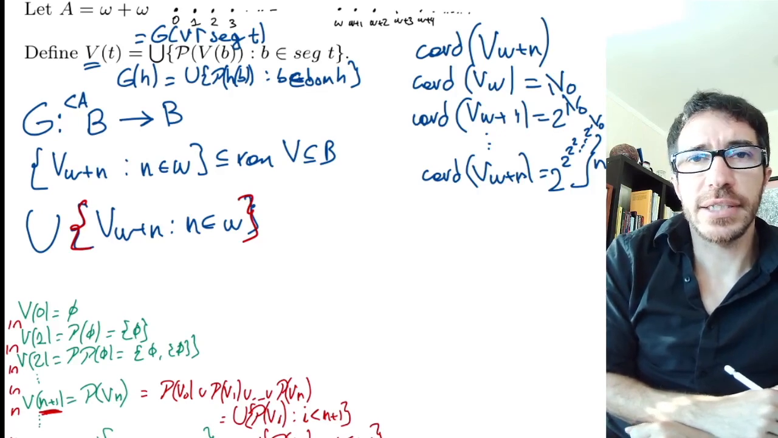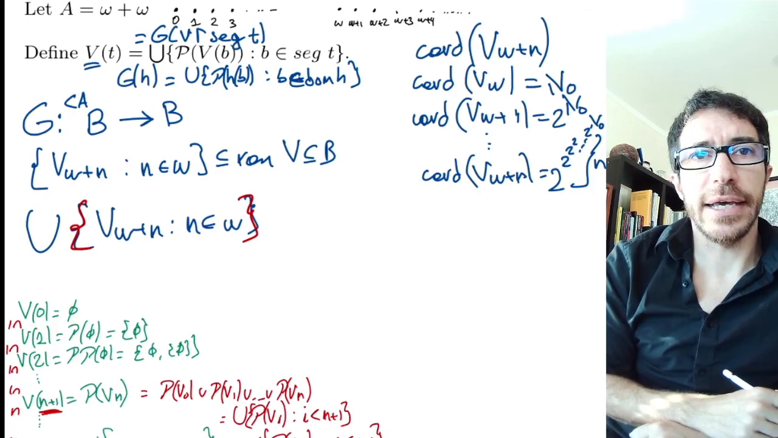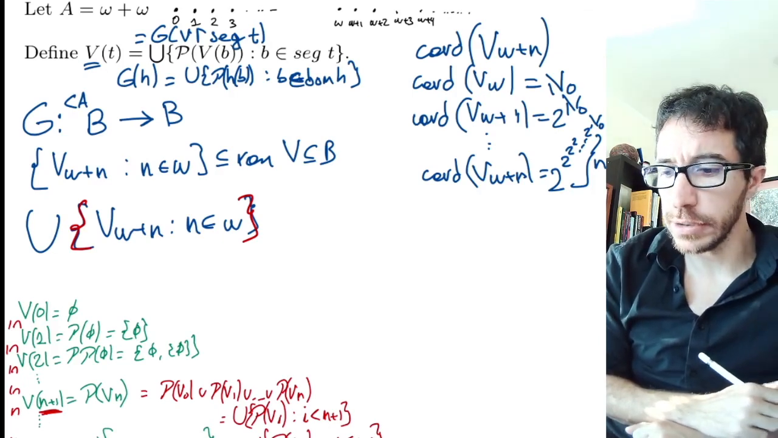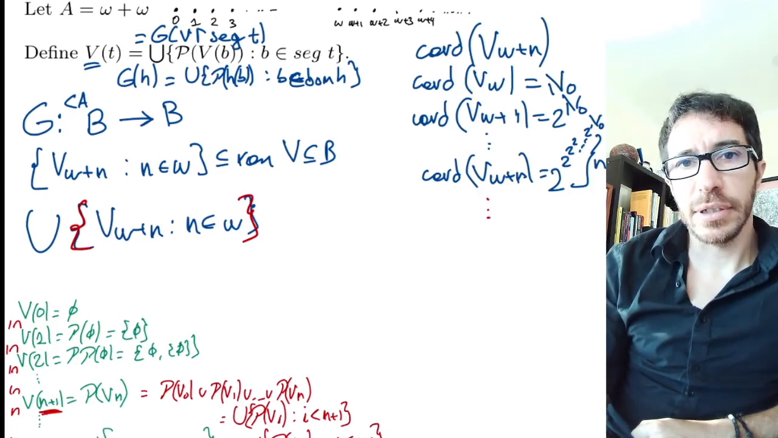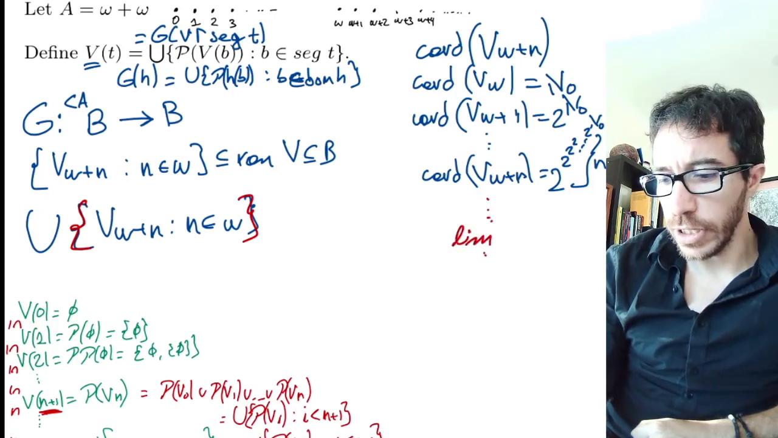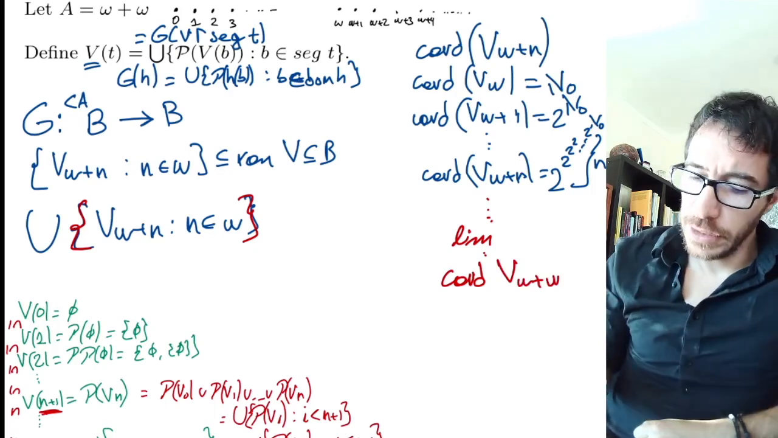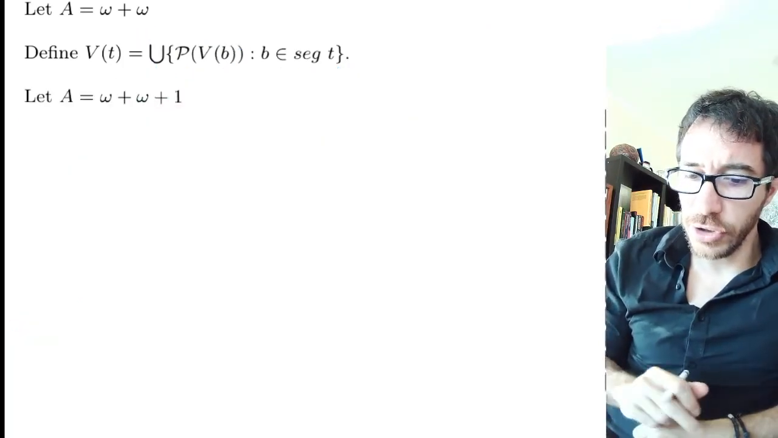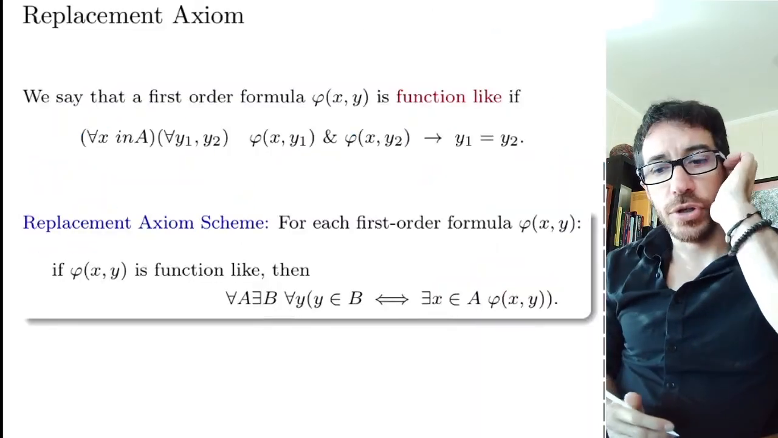So the answer is that the axioms that we have so far do not give us this set, right? So if you want the cardinality that comes after taking the limit of all these, the cardinality of what we should call V_{omega+omega}, we need a new axiom. And the axiom that we need is called replacement. So here is the replacement axiom.